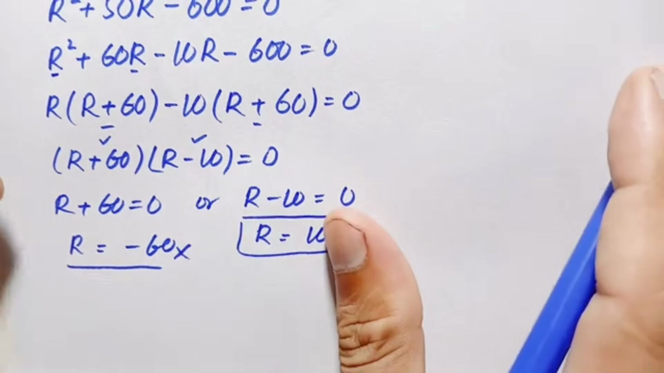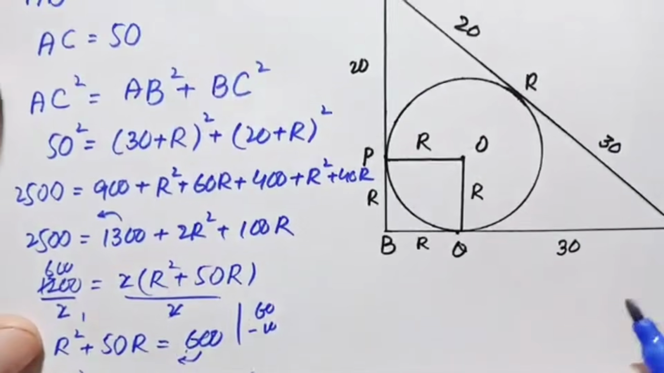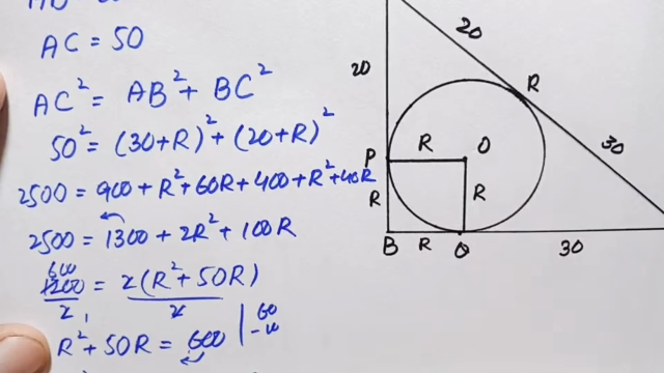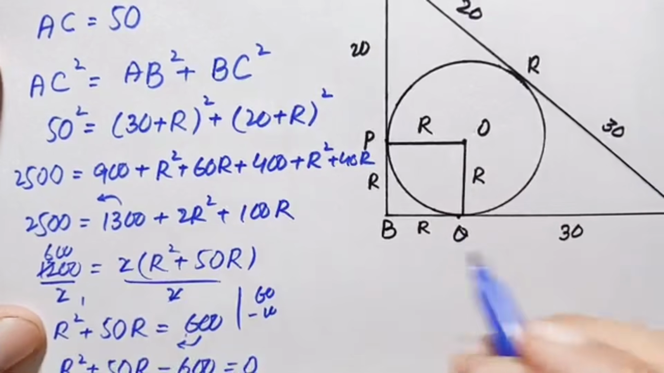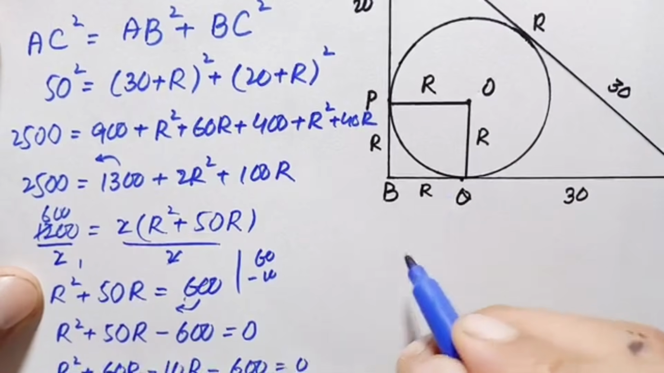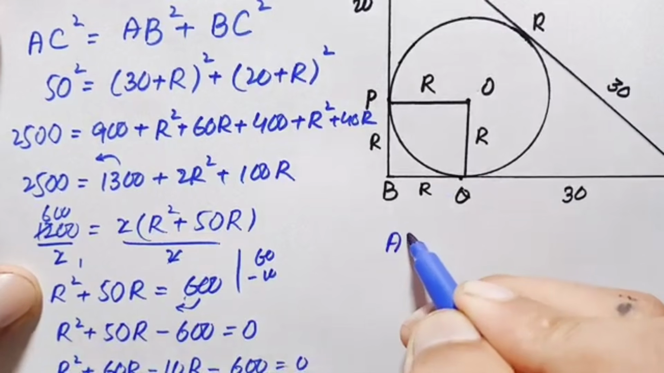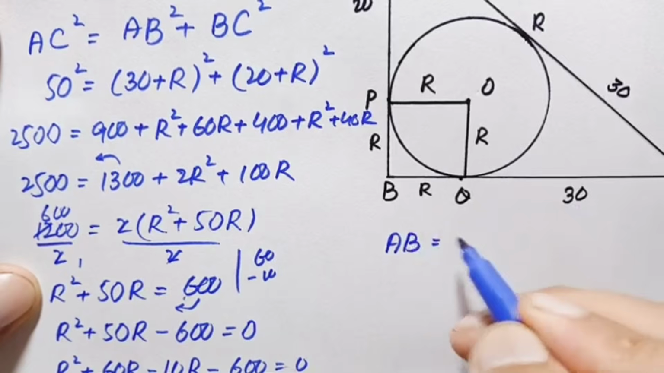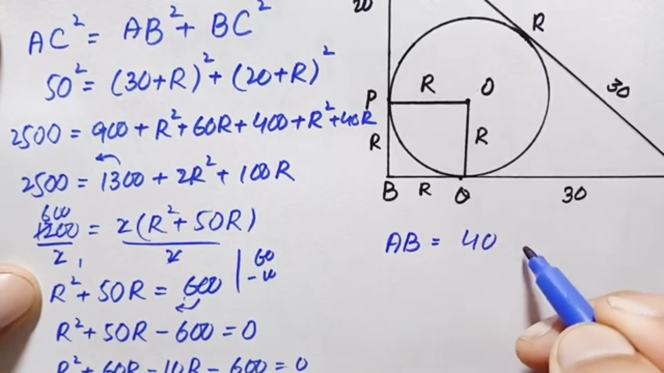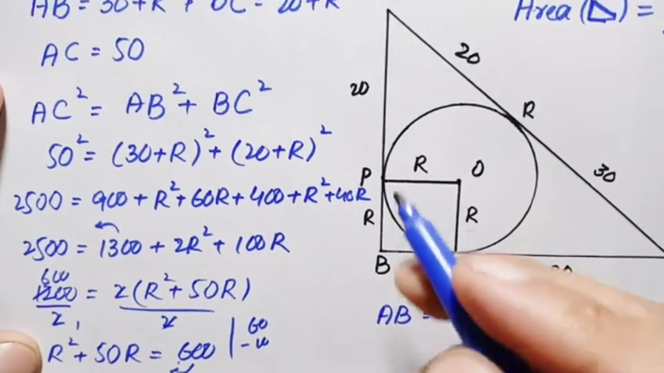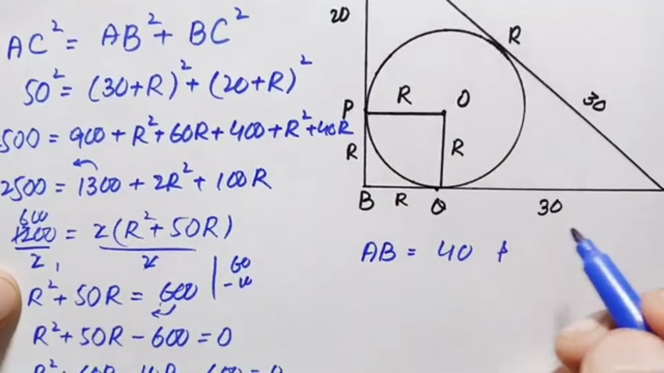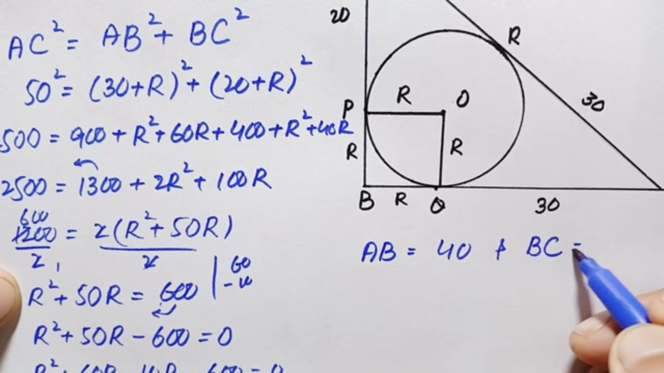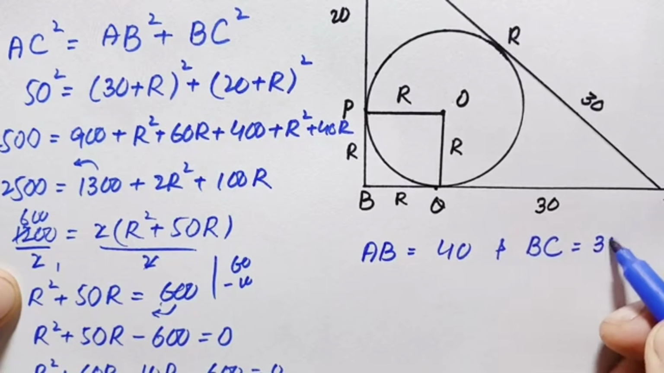So here our value of r, which is the radius of this circle, is 10 units. So using this value of r, what will be the value of AB and BC? The value of AB is 30 plus r. So 30 plus 10 is 40. And the value of BC is 20 plus r. Now 20 plus 10 is 30.